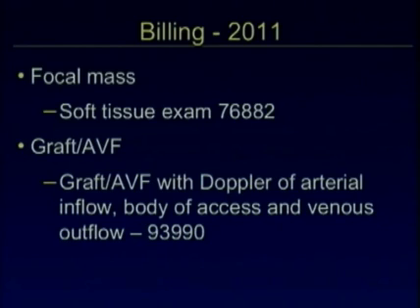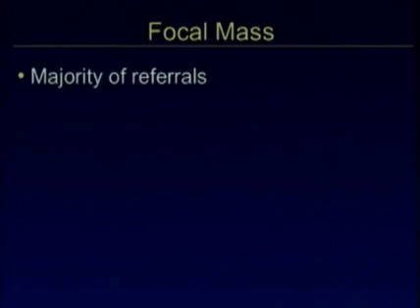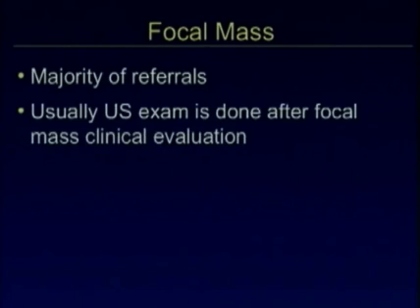You should not be looking to bill a unilateral extremity arterial or venous code. But if you then look for a DVT in the upper extremity or in the lower extremity, you need to bill a limited or unilateral CPT code, which is 93971. But you'll need to check with your local people to make sure that these are correct, of course. So again, the focal mass is the majority of the referrals, and usually there is a good focal mass clinical evaluation, so we kind of know what we're looking for.